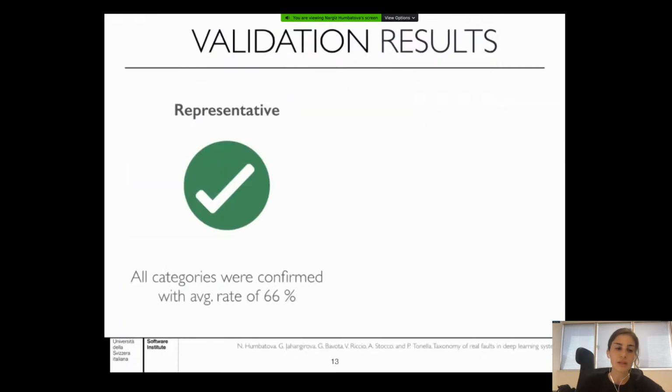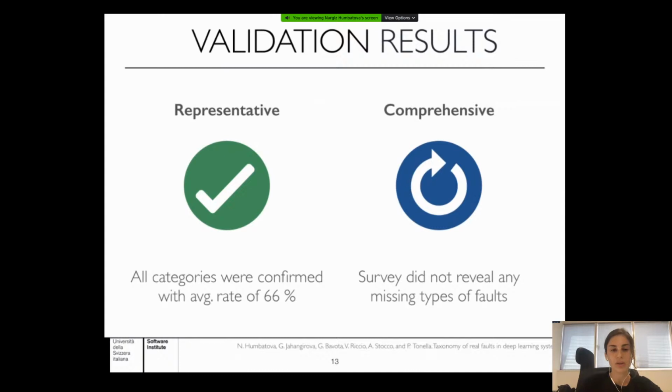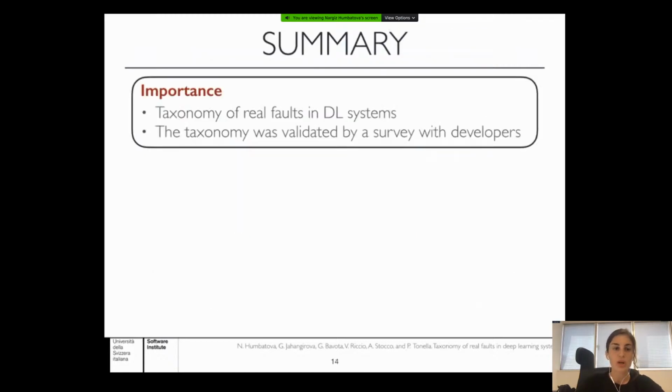As a result of the validation, the categories of our taxonomy were confirmed with an average confirmation rate of 66%. It showed that the taxonomy is actually representative of real faults that happen during developing DL systems. Additionally, the survey did not reveal any novel types of faults, which outlines that our taxonomy is actually comprehensive. So to conclude, as a result of this work, we have obtained a taxonomy of real faults in deep learning systems, which was validated by a survey with 21 practitioners from the field.